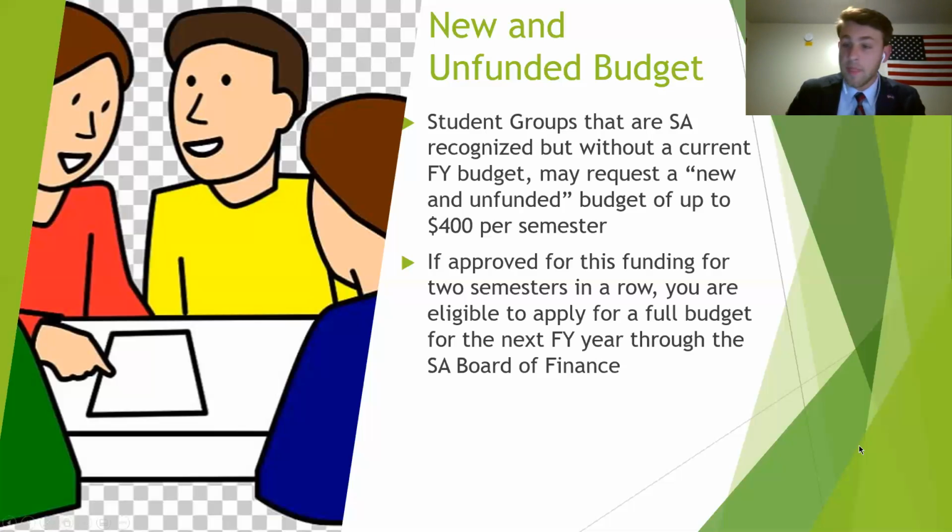Okay, so again, like I said, if you're approved for this funding 2 semesters in a row, then you are eligible for a full budget through the Board of Finance. So right now is the fall semester when I'm recording this. It's a good time. Get that new and unfunded this semester and next semester and apply for the 2021-2022 budget.